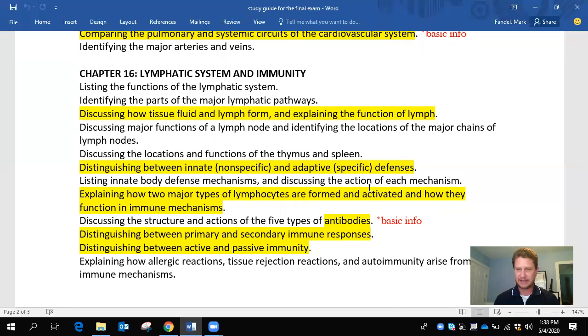You need to know, as it says, the first highlighted one, tissue fluid, right? Plasma gets pushed out in the capillaries. At that point, it's called tissue fluid. If it comes back into the capillaries, it's back to being called plasma. But if it moves into the lymphatic system, at that point, it's called lymph.